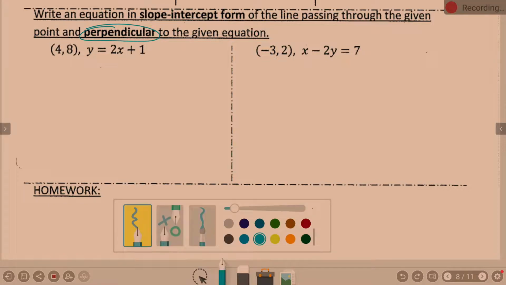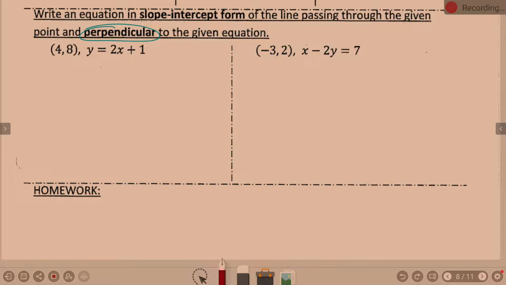So, let's see. What are 4 and 8? They are my x, y. What is my slope of that line? Y equals 2x plus 1. What's the slope? 2, technically. But yes, it's the piece with the x. So here, my slope is 2. If my line was parallel, I'd use the slope of 2. Since it's perpendicular, I have to use the opposite reciprocal.